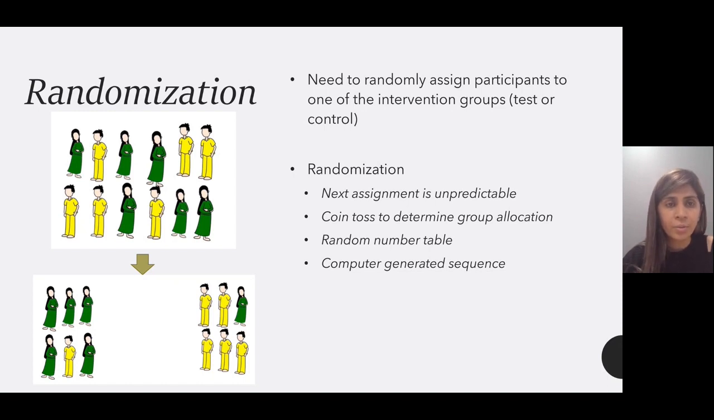For randomization, you need to randomly assign participants to one of the intervention group or the control group. The next assignment should be unpredictable. Randomization can be done through a coin toss method, or you can generate random number tables, or you can generate a sequence through a computer or software.